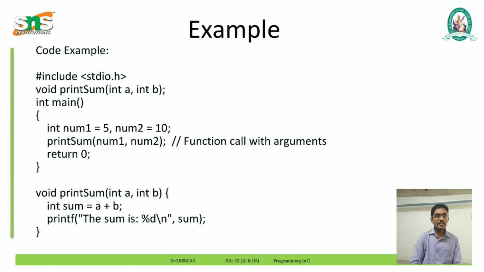And here is the example. Inside the main function there is a function call, print sum, with two arguments, num1 and num2, and there is a void print sum function definition. By means of void we can understand that the function will not return any value, which means the processing and the result output all happen inside the print sum function itself.